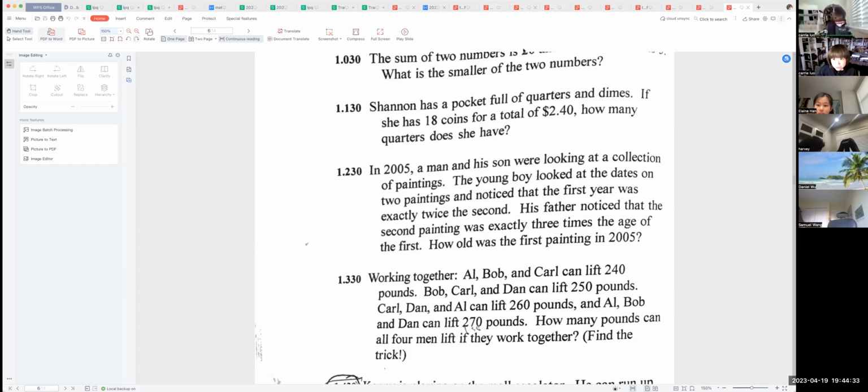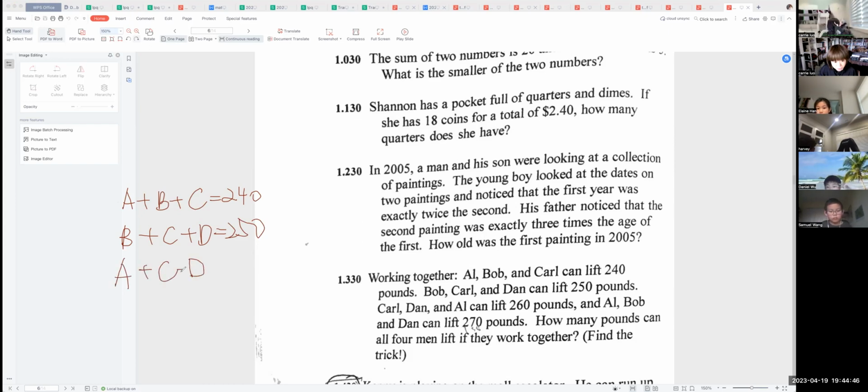So let's take a look at this one. So how do we do this? A, B, C equals 240, right? B, C, D equals 250. And A, C, D equals 260. And A, B, D equals 270. Correct, everybody? So we have 4 variables and we have 4 equations. So technically we can do that with no problem at all.